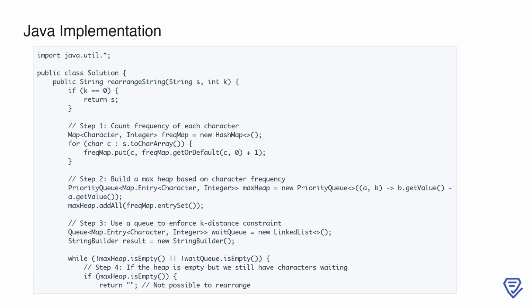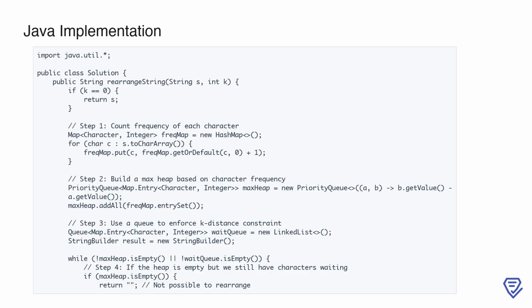If k is 0, we return the string as it is, since no rearrangement is needed. Next, we move to step 1, where we count the frequency of each character in the string. This is done using a hash map, where the key is the character and the value is its frequency.